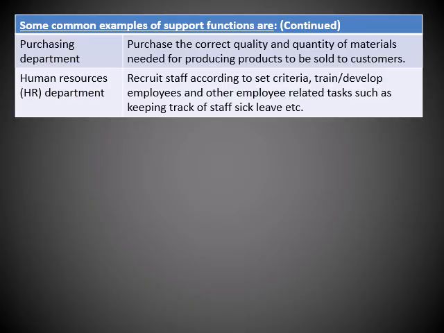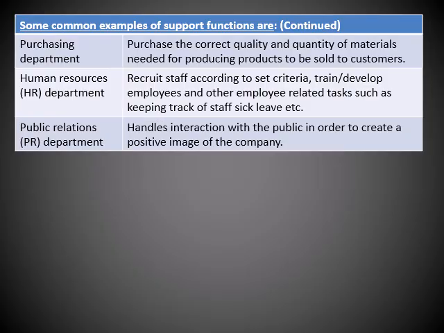Human resources or HR department, we can also speak about the personnel department. What do they do? They recruit staff according to set criteria. They train or develop the employees, and handle other employee-related tasks such as keeping track of staff sick leave and general leave and those kinds of things. Basically anything that has to do with the employees, the staff of a company, all of their affairs and the issues that they have, the HR department normally deals with that.